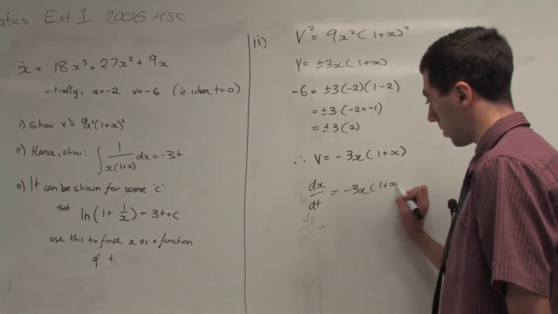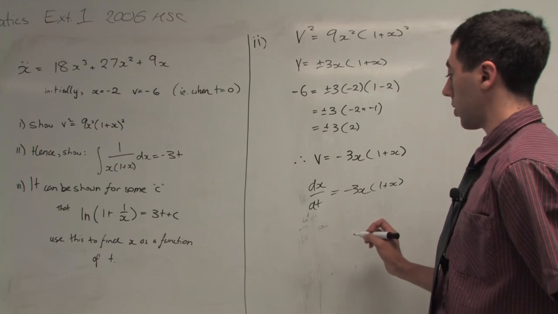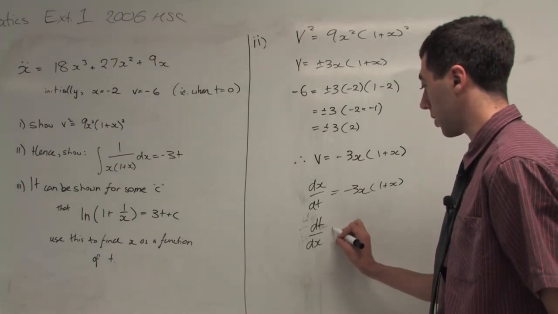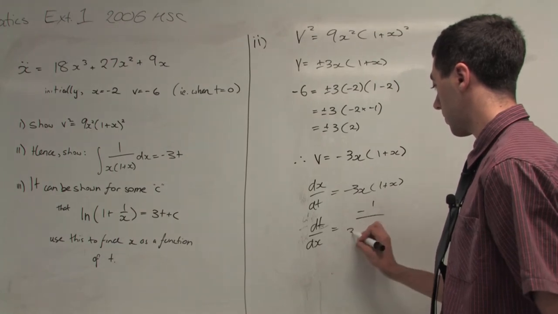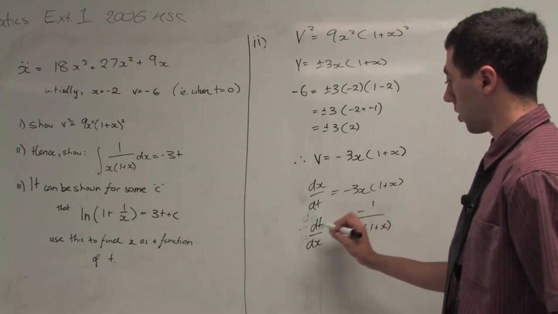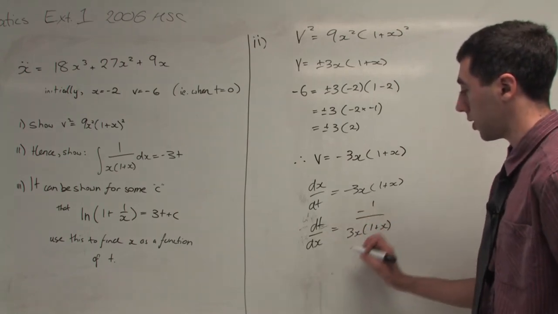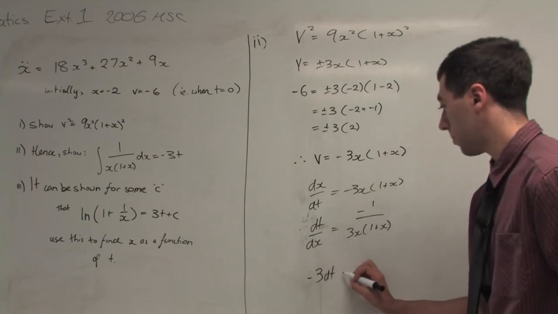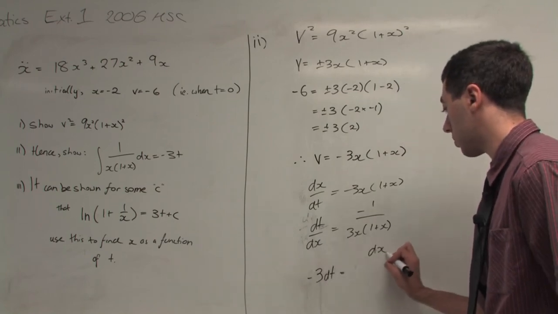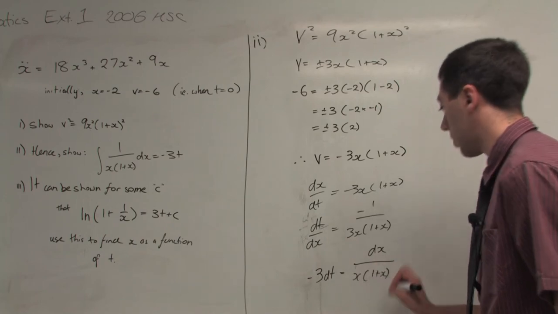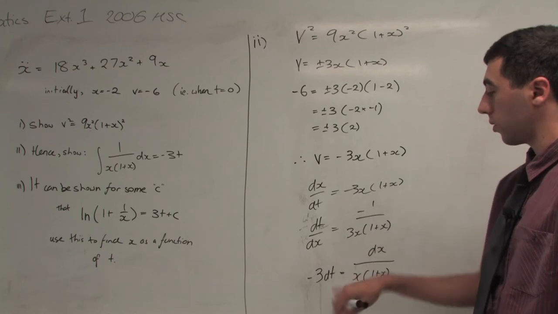we just found. So now what I'm going to do is I'm going to reciprocate both sides. So that's flipping them. And now I'm going to cross multiply various things in my favor. So I'm going to choose minus 3 to come over this way, and for dx to come over this way. Now we're going to integrate both sides with respect to their own variable.